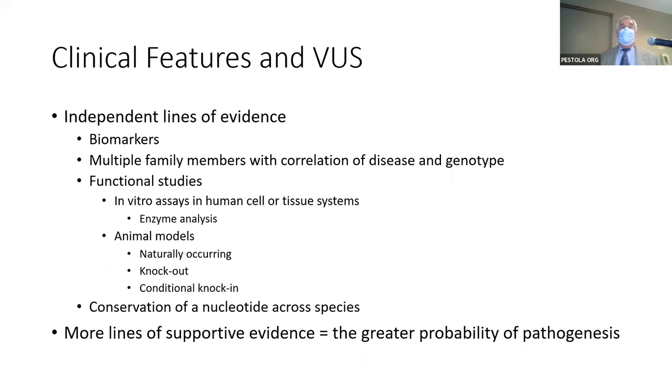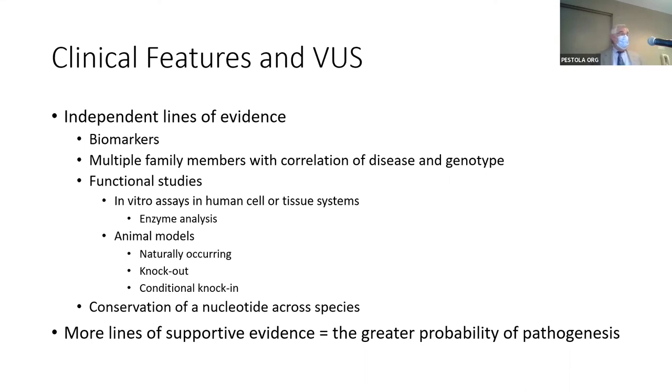Okay. So what lines of evidence are used to help resolve this? The more independent lines of evaluation that you have, the better off you are. First one is biomarkers. You have an abnormal laboratory test. If you think it's a gene for short stature, you have a short patient and a ruler. Okay. Something like that counts as a biomarker.